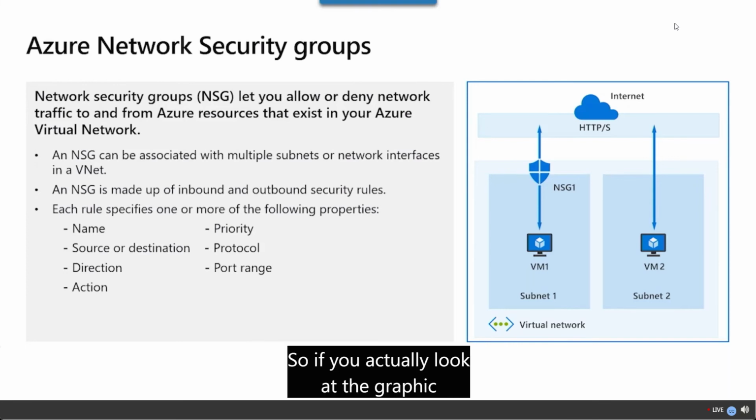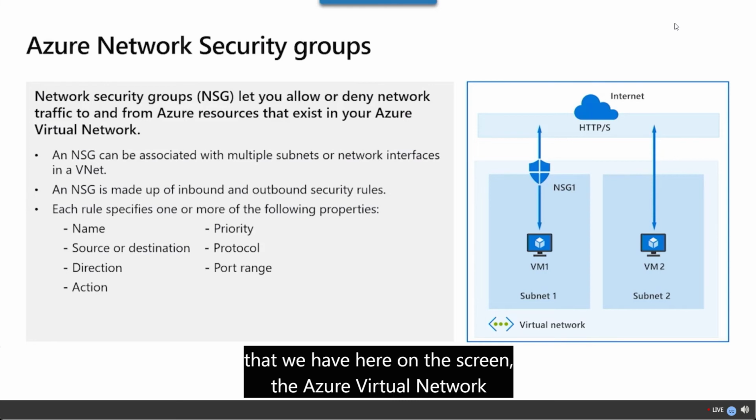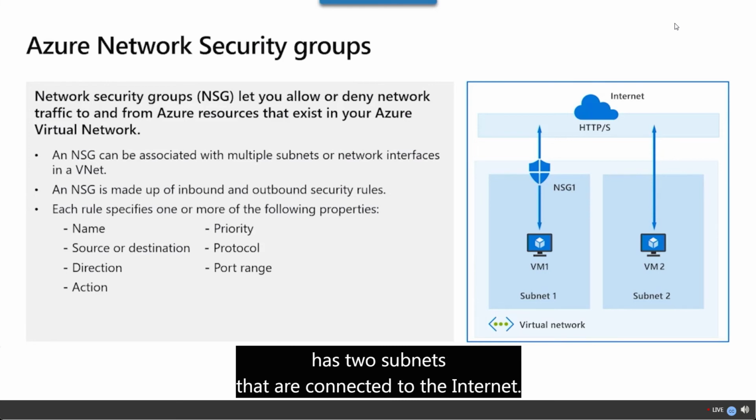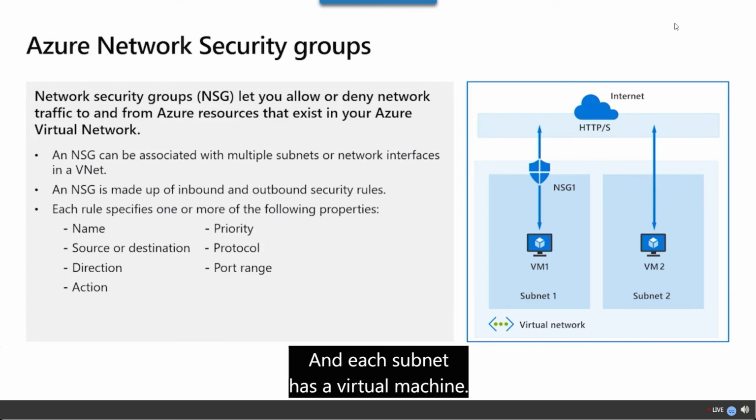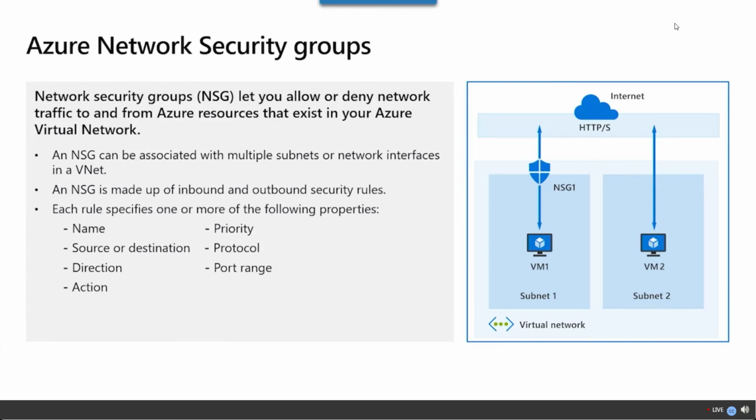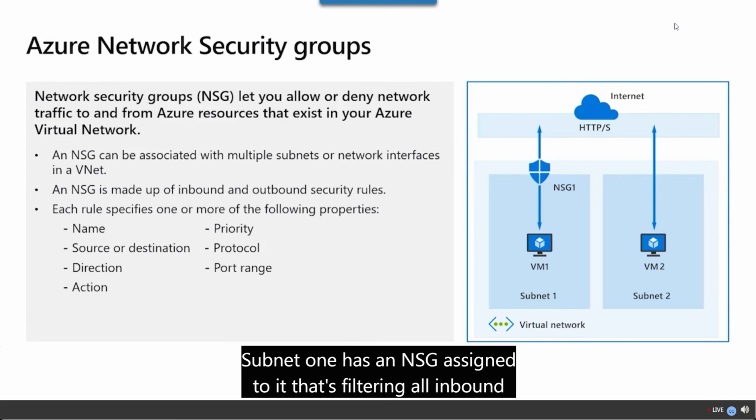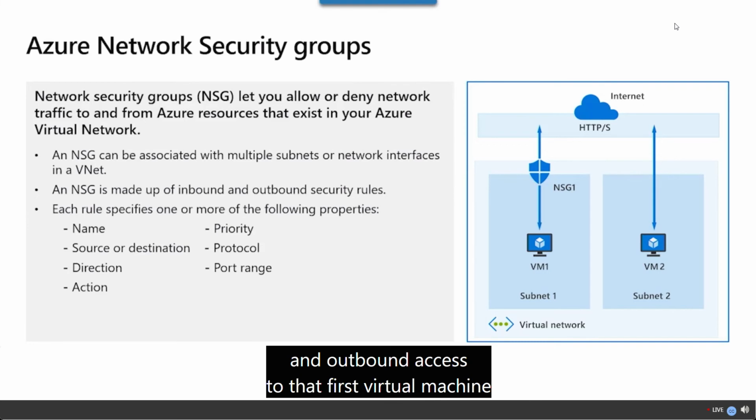So if you actually look at the graphic that we have here on the screen, the Azure Virtual Network has 2 subnets that are connected to the internet. And each subnet has a virtual machine. Subnet 1 has an NSG assigned to it that's filtering all inbound and outbound access to that first virtual machine because it needs a higher level of access.